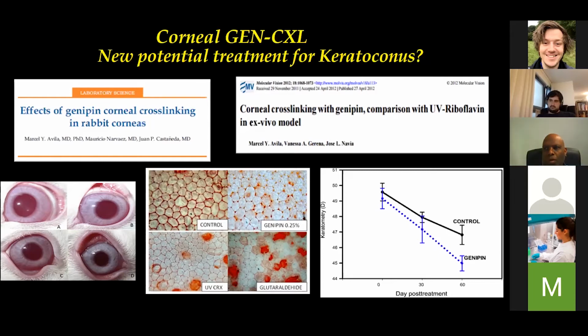So basically, following treatment with different cross-linking agents, they stain these cells with alizarin red. This staining shows the damaged cells. So you can see that genipin has low toxicity compared to other cross-linking agents. And again, Dr. Avila and colleagues show that genipin cross-linking can potentially affect the keratometry. So basically, keratometry is the corneal curvature, and it can return the cornea back to relatively physiological levels.